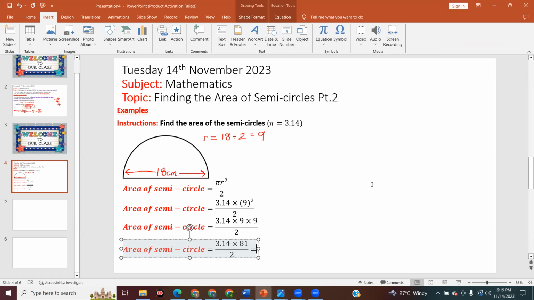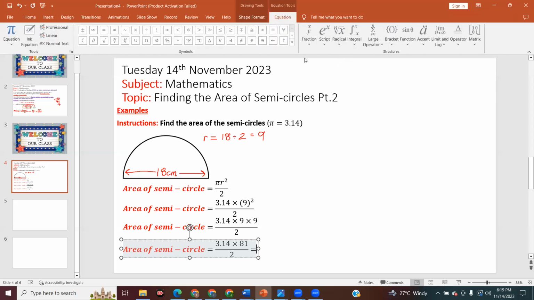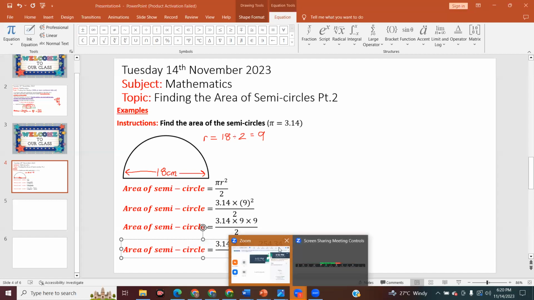So we multiply 3.14 by 81. What did y'all get? 254.34. Okay, good. But we have to divide that by what? 2. Yes, we have to divide it by 2.